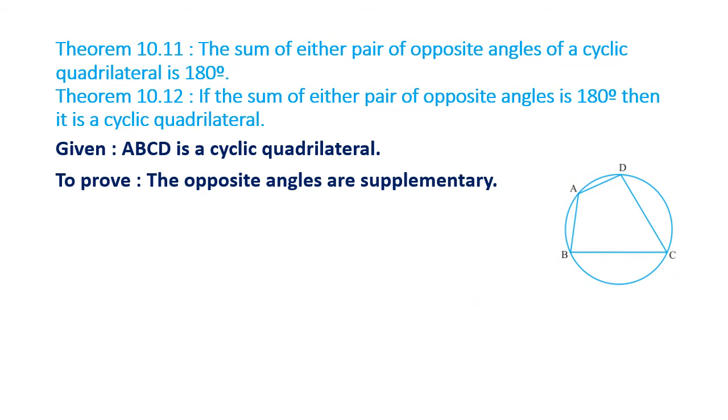Okay, and here we have exactly the opposite, the same thing but opposite now. The other one, if the sum is given 180, we have to prove it is a cyclic quadrilateral. This time we are given angle A plus angle C equal to 180 degree, and angle B plus angle D equal to 180 degree. We have to prove that these points lie on the circle. Now the opposite theorem: if they are supplementary, prove that the points lie on the circle.